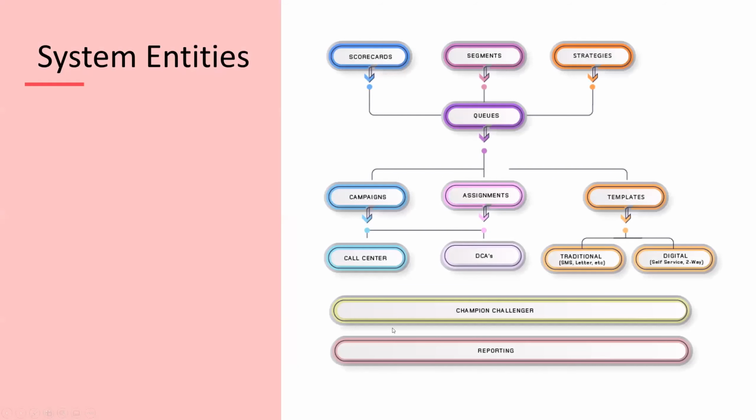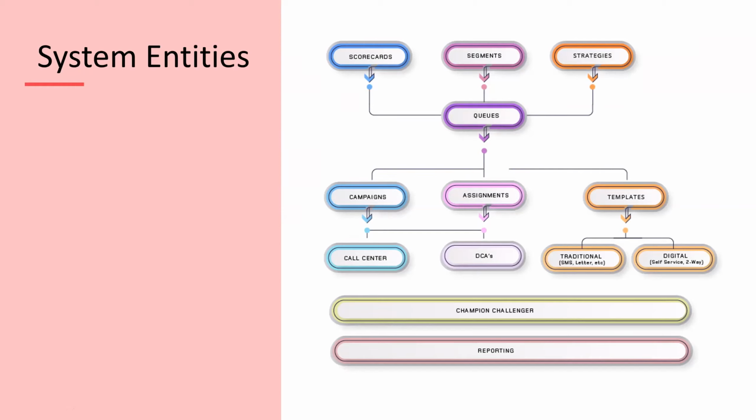So moving on to the next one, these are what we consider the essential system entities that allow you to perform such experiments. On the higher level or on the more strategic level, you need to be able to configure your scorecards, define your segments, design your collection strategies, preferably using some visual tools, which we'll see later on.